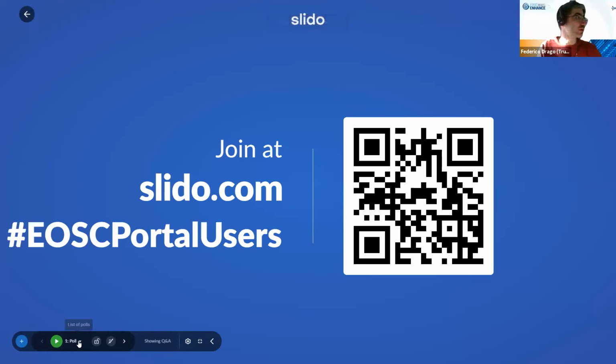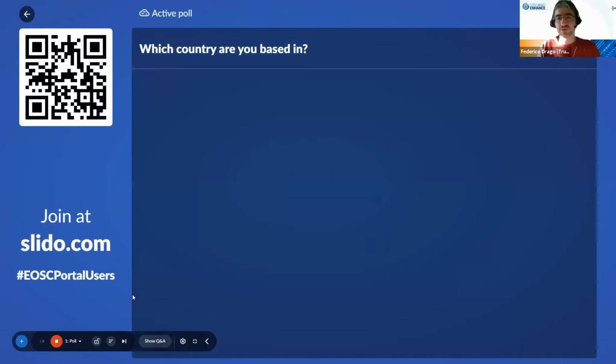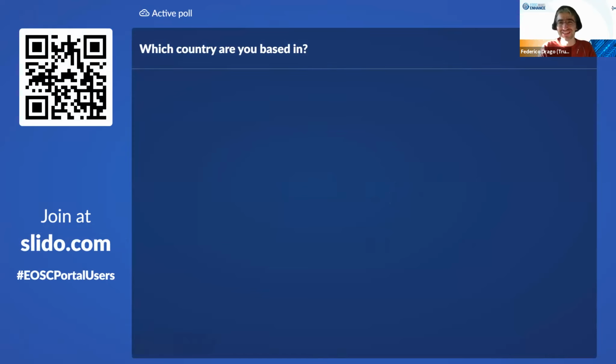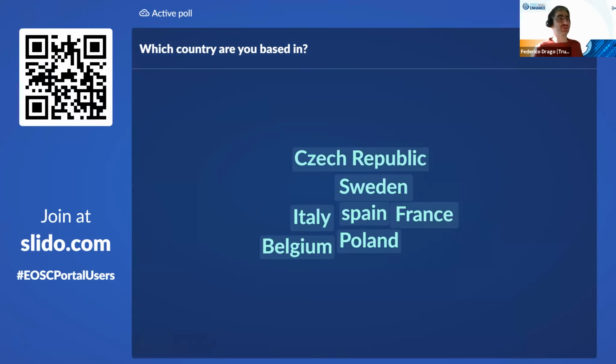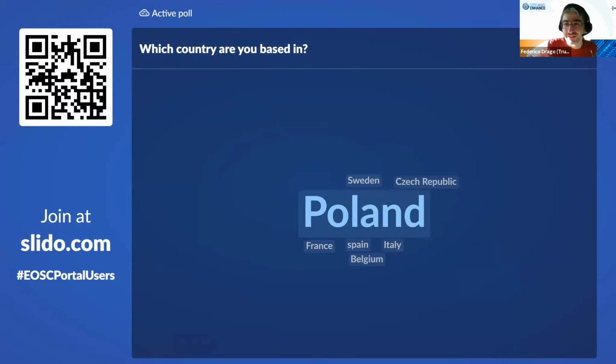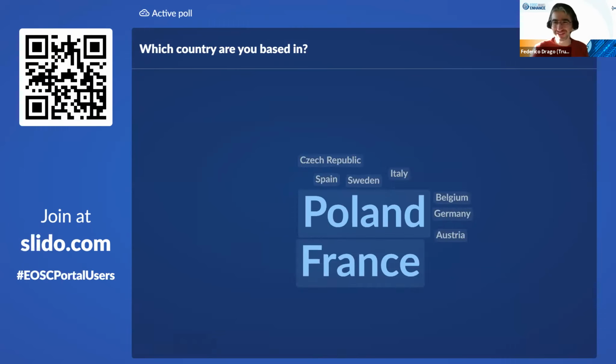So let's try and move to the first question. This is just an icebreaker, of course, so you can log in. You know the drill at this point. I think we've been online for about 2 years, and pretty much everybody knows how to use Slido. I don't even need to explain. So let's see which countries will be represented here. We have quite a big Polish contingent, also France.